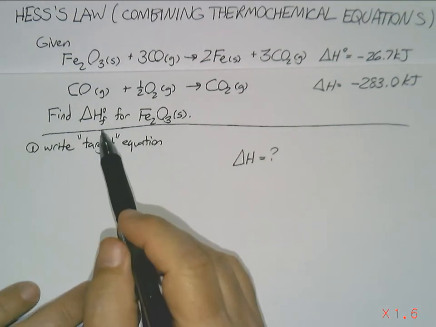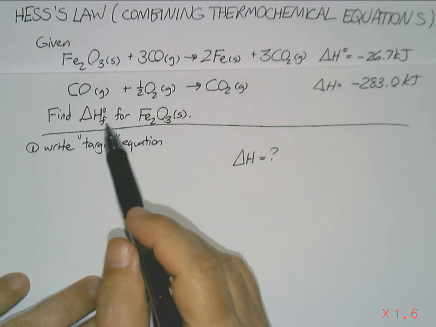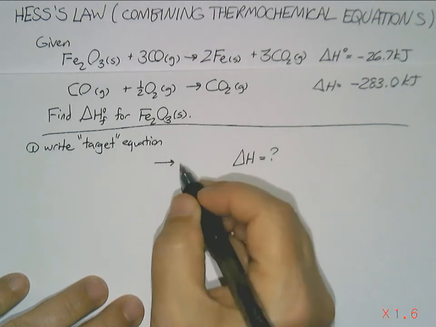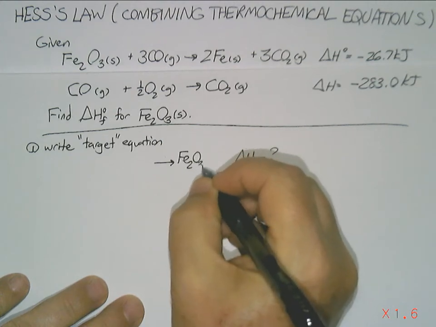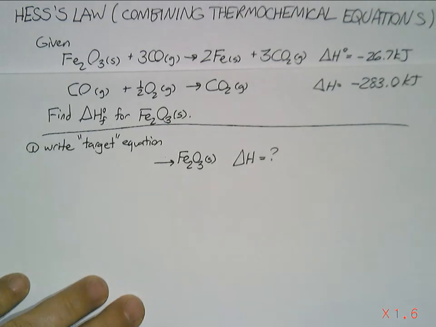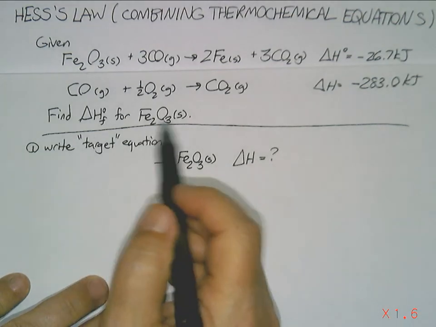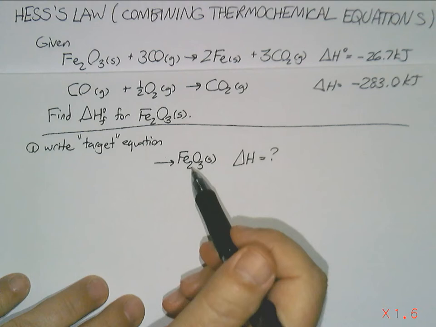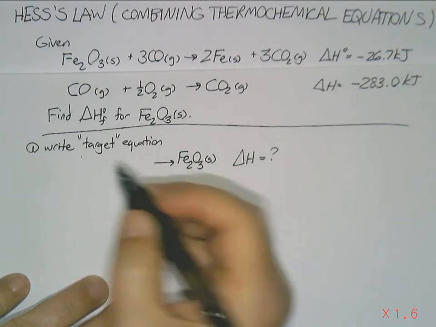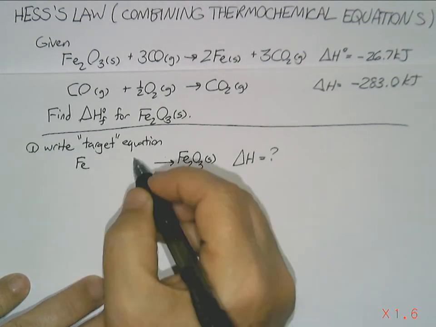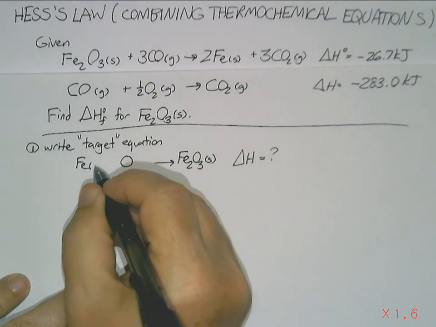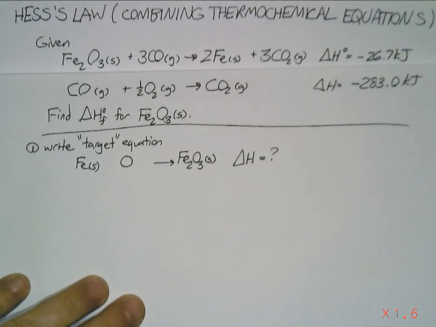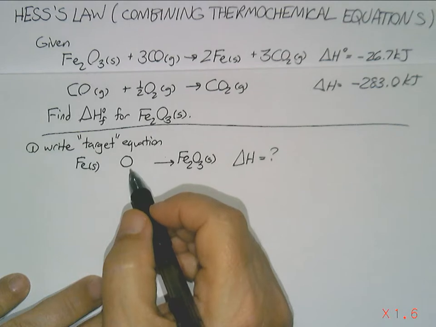Now, we know this is a formation equation because of the little f there. So when you see that little f, it means write this as the one and only product, with a 1 in front of it. Now what are the reactants? It's a formation equation, so you write the two elements in their most stable forms. The most stable form of iron at room temperature and pressure is the solid. And the most stable form of oxygen is what?